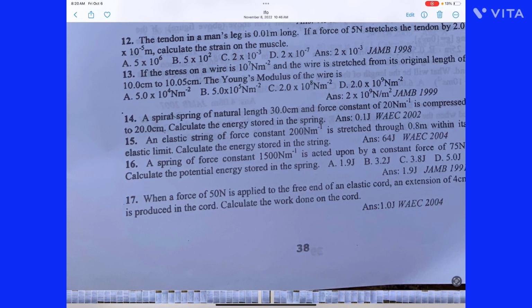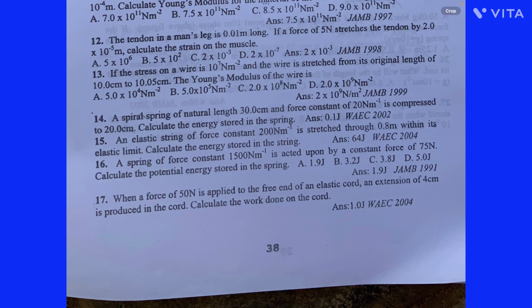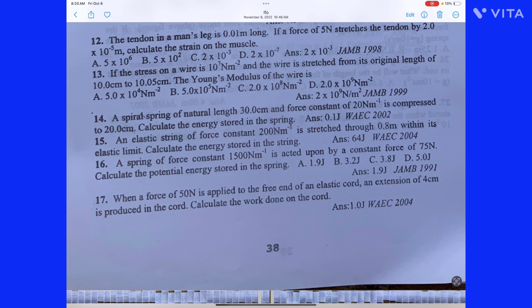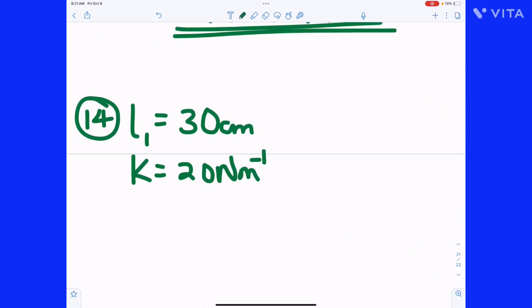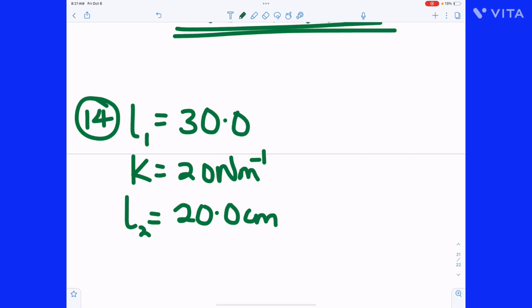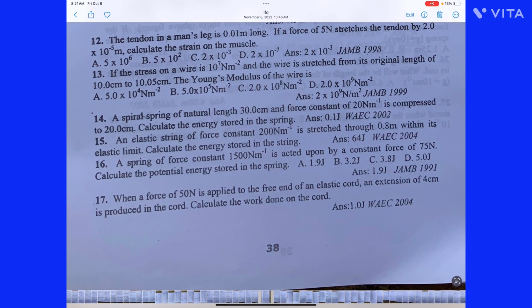A spiral spring of natural length 30 centimeters and force constant 20 newtons per meter is compressed to 20.0 centimeters. Do they mean 20.0 or 20.01? Because 20, okay. It's compressed to 20.0 centimeters. It's compressed means that its length is reduced to a final length of 20.0 centimeters. The original length is 30 centimeters, which is the same thing as 30.0 centimeters. The question says, calculate the energy stored in the spring.